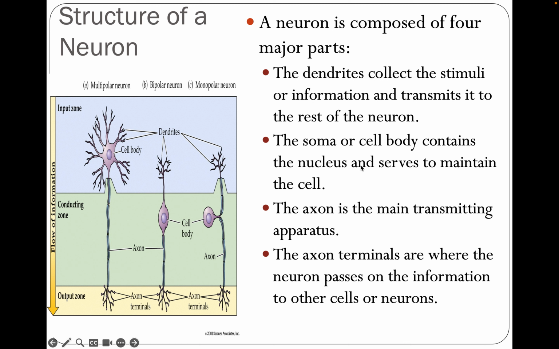It's a cell body that contains a nucleus and serves to maintain the cell. This is the soma with the nucleus. The axon is the main transmitting apparatus. The axon terminals are where the neuron passes on the information to other cells. This long structure is the axon in both of these. Those are axons, and these are the axon terminals.